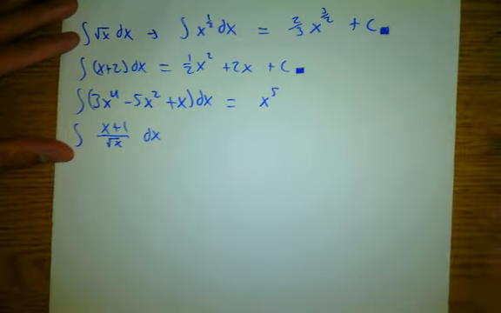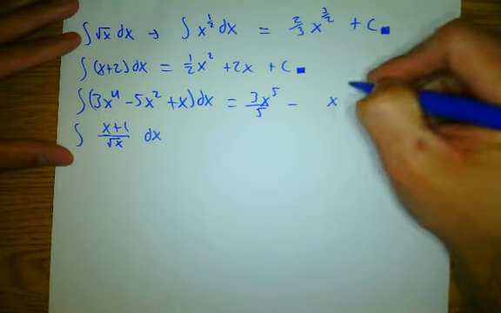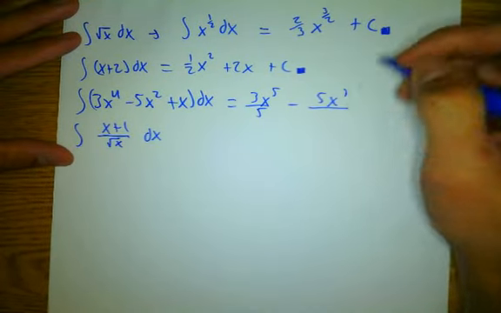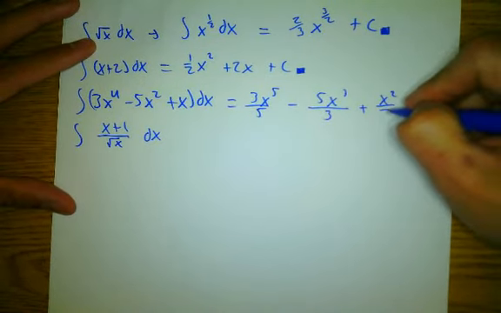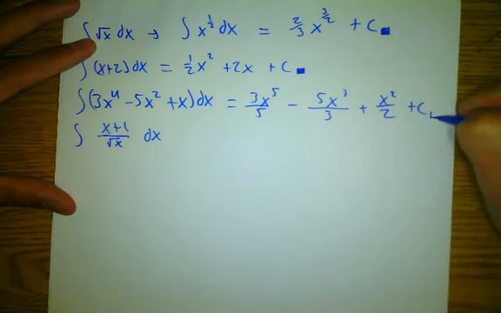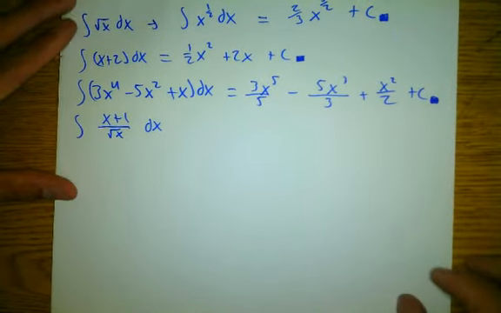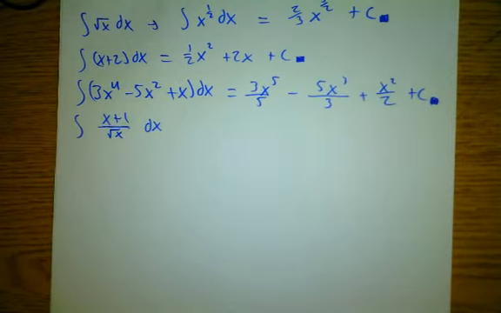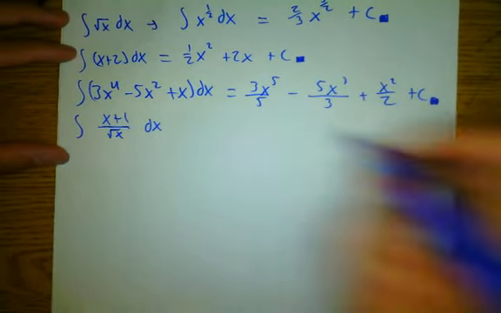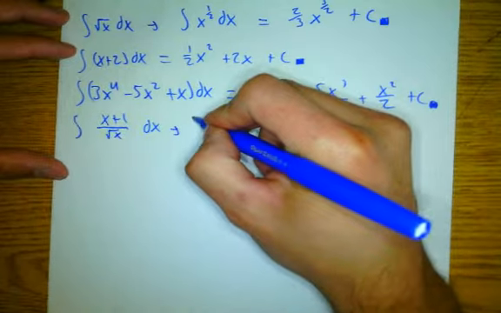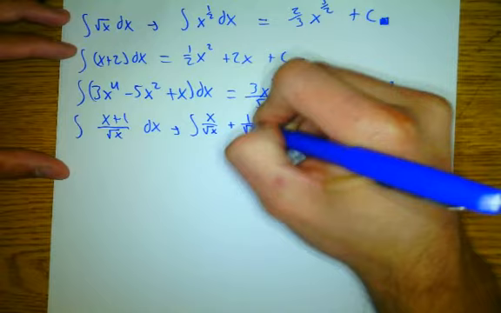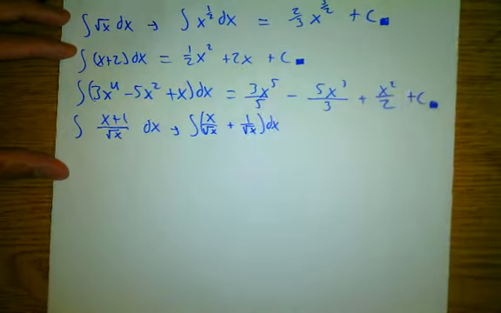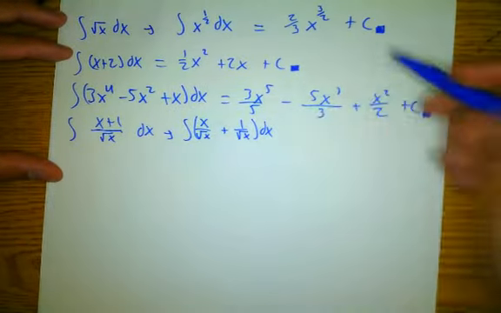x to the 5th, 3 divided by 5, minus 5x to the 3rd over 3, plus x squared over 2, plus c. Now this one was the more challenging one. You had to use your algebra skills a little bit. So first thing I would do is rewrite this as x over root x plus 1 over root x dx. Now what's x over root x?